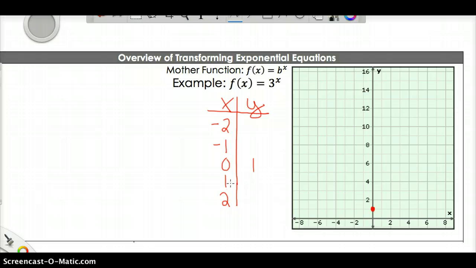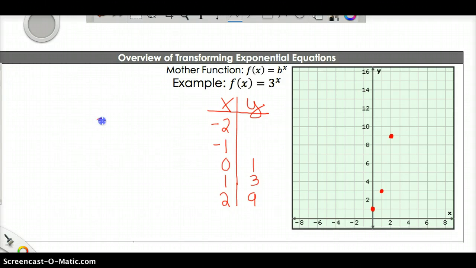Good. If I put 1 in for x, I have 3 to the first power, which is 3. There's my second point, 1, 3. Over 1, up 3. And my third point, if I put 2 in for x, I have 3 to the second power, which is 9. So my third point is 2, 9. I go over 2, up 9. There's my third point. I need to find 2 more points.